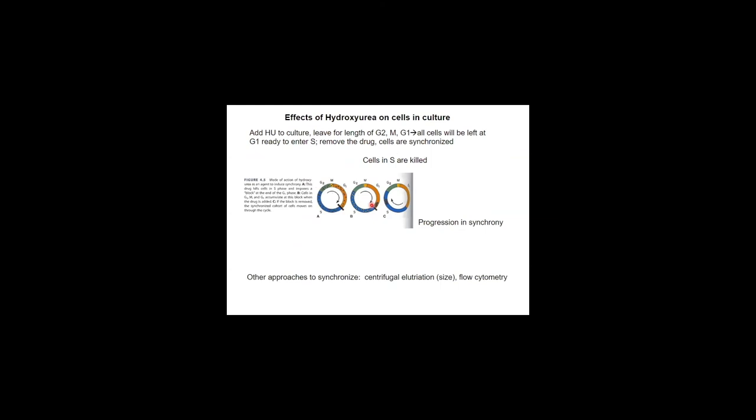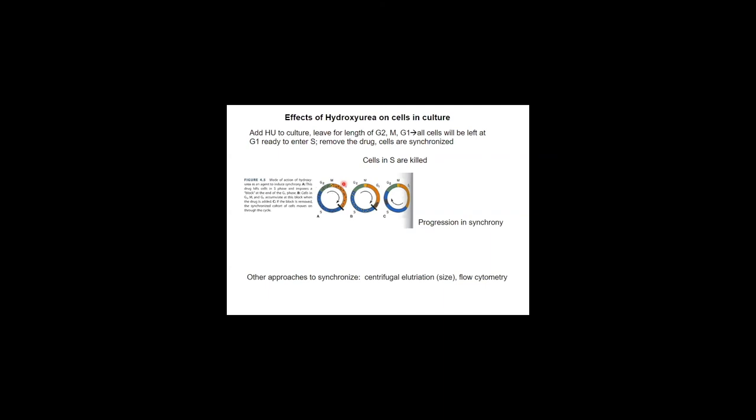We block the cells at G1 phase of the cell cycle. They progress through in unison, and here you can actually see them progressing through the cell cycle, and they're in synchrony. This is a common means, and hydroxyurea is the drug that does that, and you should remember that drug because it's going to have some other applications as we progress through these as well.